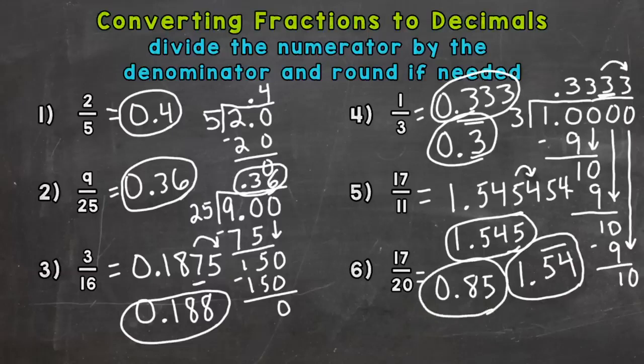So there you have it. There's how you convert a fraction to a decimal. Divide the numerator by the denominator, and then interpret your answer. Do you need to round? Is it a repeating decimal? Or maybe it cuts off in the tenths, hundredths, or thousandths place.